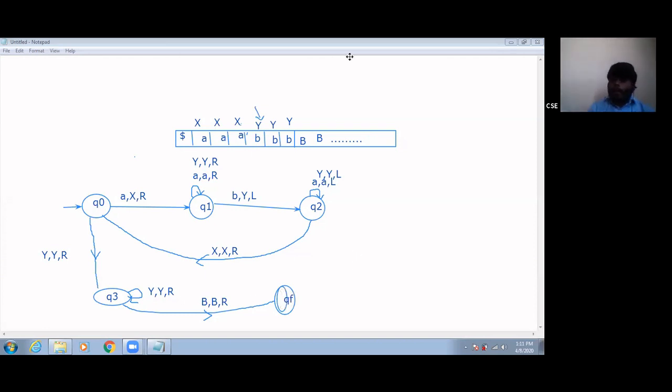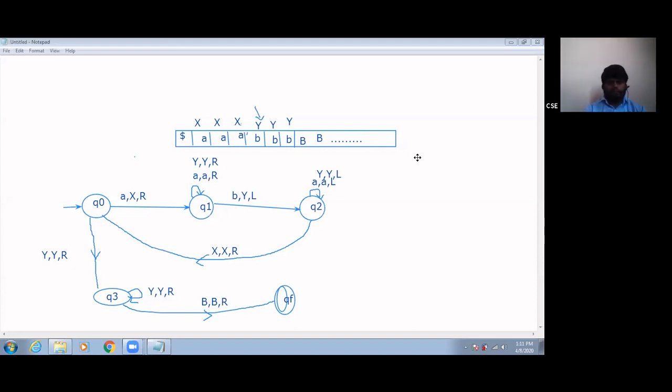Now the thing is, if I give the self loop here, blank on blank right hand side, it will go into an infinite loop, because our input tape is infinite. You should not give the transition blank on blank as a self loop here. So after completion of this input string, you have reached the QF. So this is the Turing machine for the given problem.